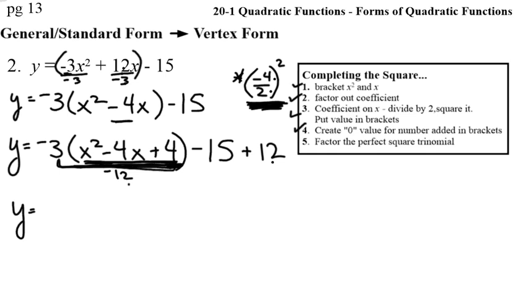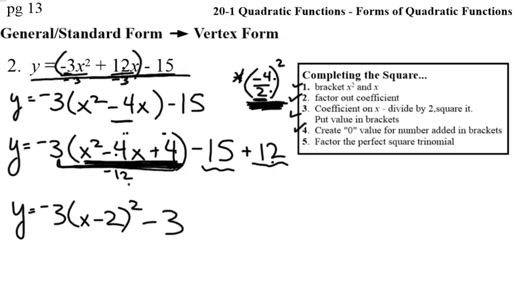I've completed the square, and what number did I use? Oh, negative 4 divided by 2. This should be x minus 2 squared. Negative 2 times negative 2 is 4. Negative 2 plus negative 2 is negative 4. So x minus 2 squared is perfect. Combine my like terms at the end. Negative 15 plus 12 is negative 3.